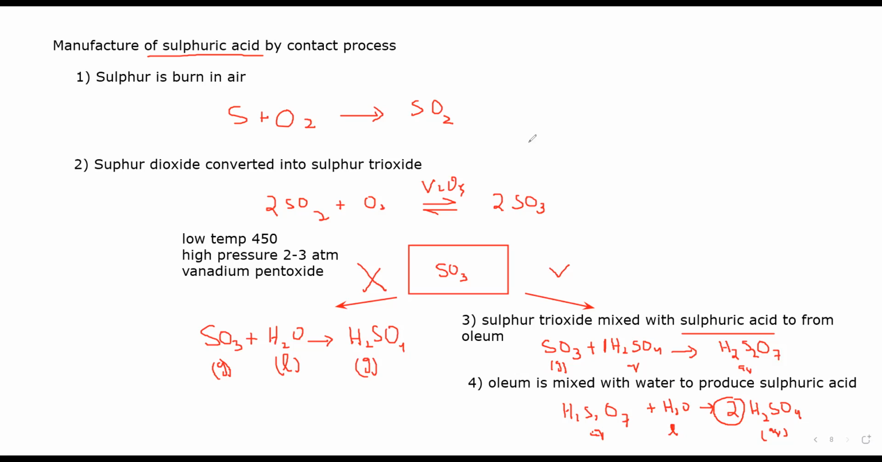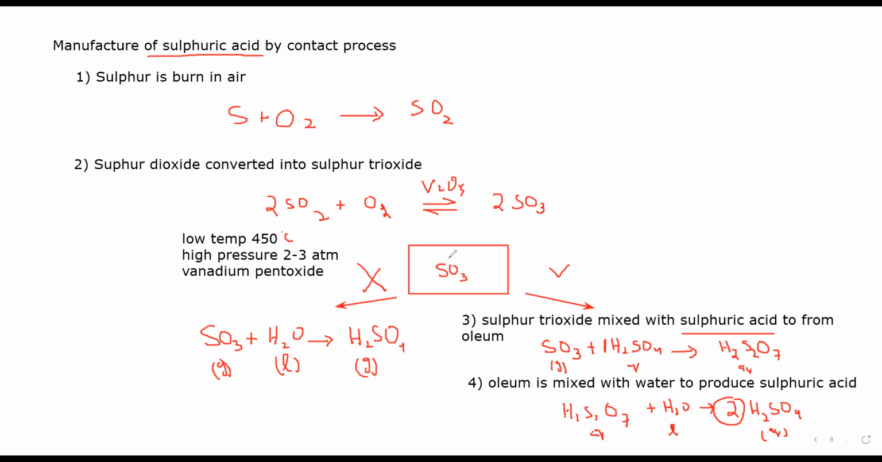So I will repeat what happened. Like first sulfur reacted with oxygen, formed sulfur dioxide. Sulfur dioxide is mixed with oxygen to form sulfur trioxide at 450 degrees centigrade, 2 to 3 atmospheric pressure, and in the presence of the catalyst, vanadium pentoxide.